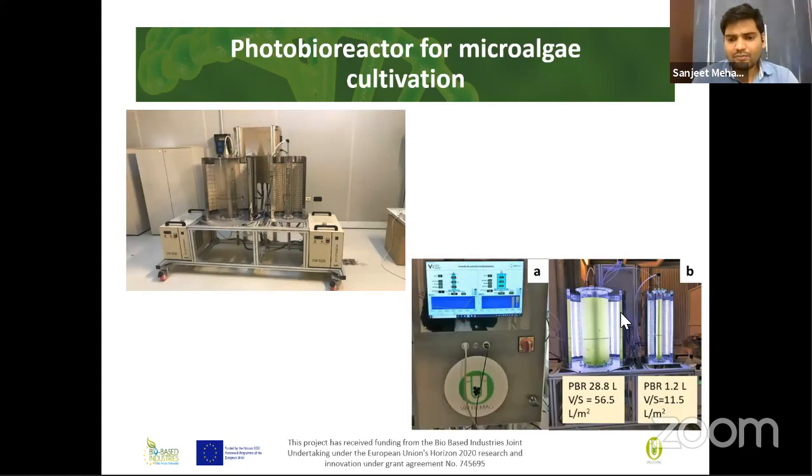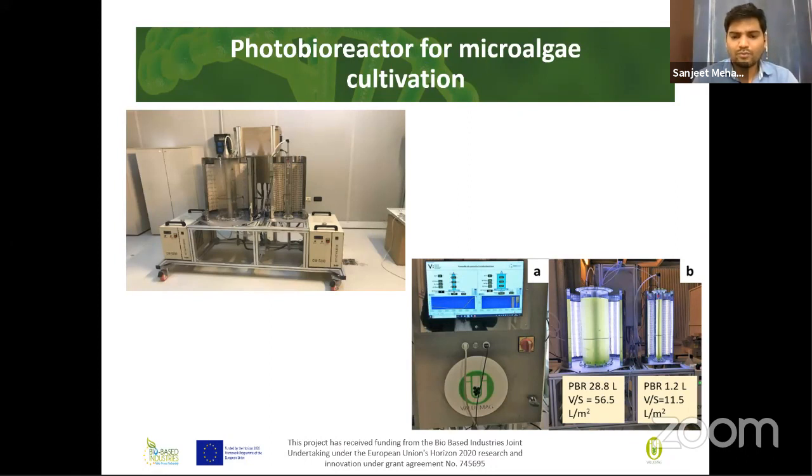So here is the front view of the photobioreactor. This is the screen where we can monitor the photobioreactor remotely. And also we have photobioreactors with two different working capacities. One has a volume to surface ratio of 11.5 liter per square meter with a working volume of 1.2 liter, while the other photobioreactor has a volume to surface ratio of 56.5 liter per square meter and a working volume of 28.8 liter.